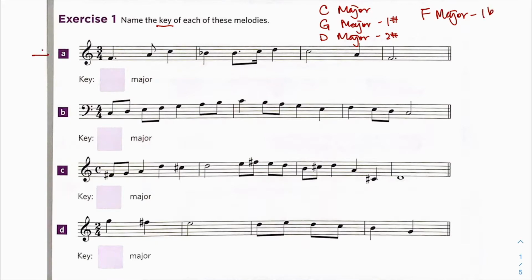So now let's take a look at question A. If we look at the melody from the beginning to the end, we will notice that there is an accidental here, which is a B flat, and there are no other accidentals, meaning there is 1 flat in this melody. And if we look at the guide up here, we can tell that this is written in the key of F major with 1 flat, B flat.